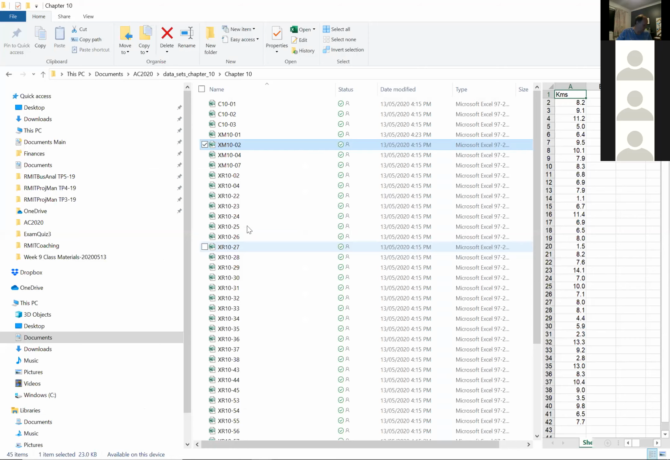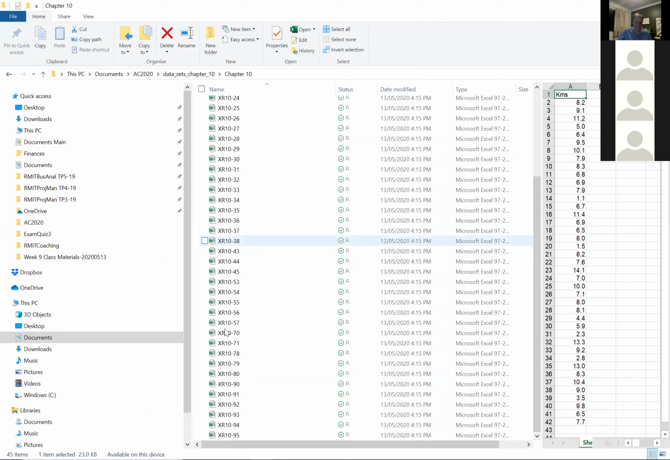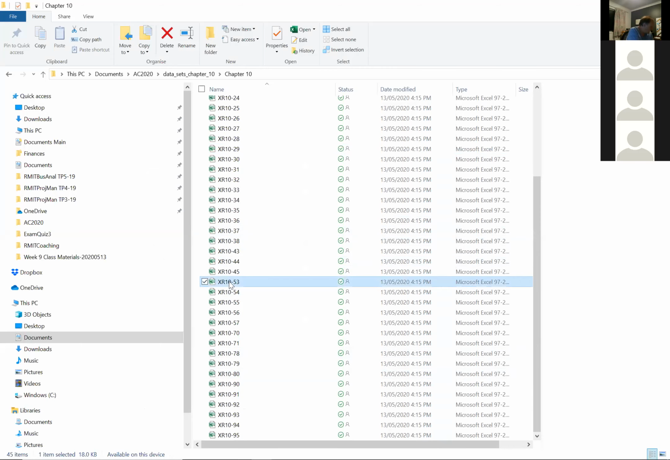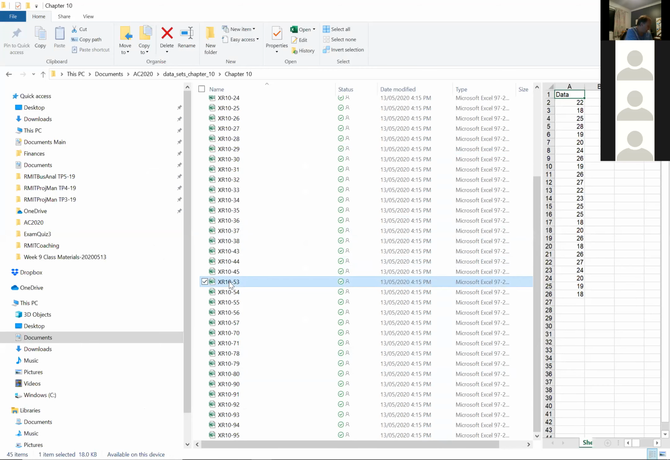XR 10.53. The question is, the following observations were drawn from a large population. Estimate the population mean with 95% confidence. What is the required condition of this technique? Use in part A. Use a graphical technique to check the required condition is satisfied.